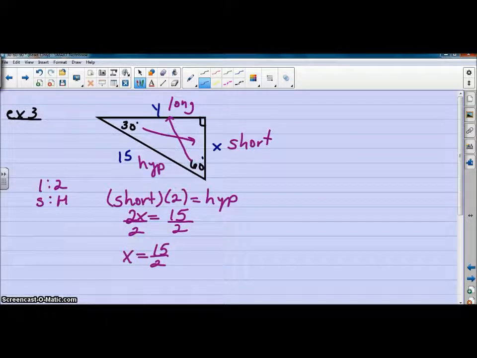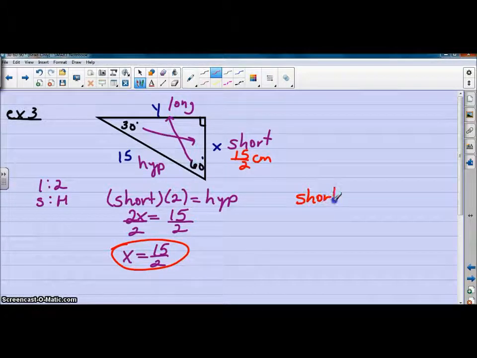The reason is because we're going to mix this with a square root, and we don't want any decimals with our square roots. So my short leg is 15 over 2 centimeters. And I'm going to be working in centimeters just to make it easy. Now what I need to do is take my short times the square root of 3 to get the long, because that's the 1 to square root of 3 ratio.